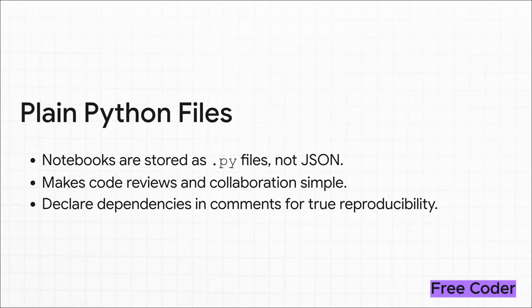And this all comes from one simple but profound decision. Marimo notebooks are just saved as plain Python files. That's it, not some complicated JSON format. This is what makes version control so easy, but it also unlocks true reproducibility. You can even list your project's dependencies, like pandas or matplotlib, right in the comments. And it works with modern tools like UV, so anyone can grab your file and get it running with the exact right setup first try.